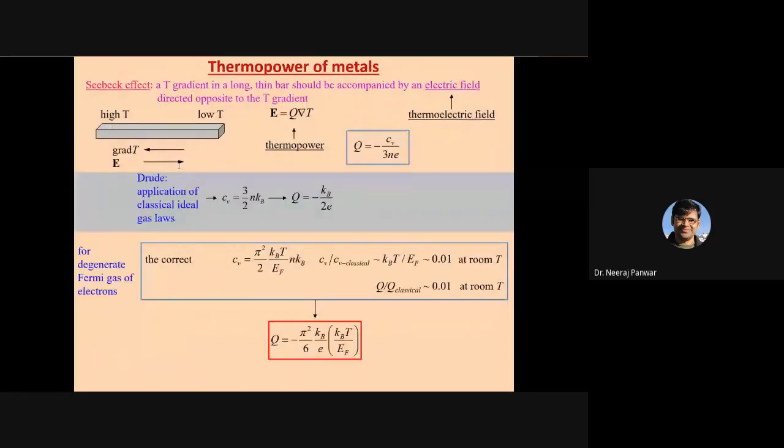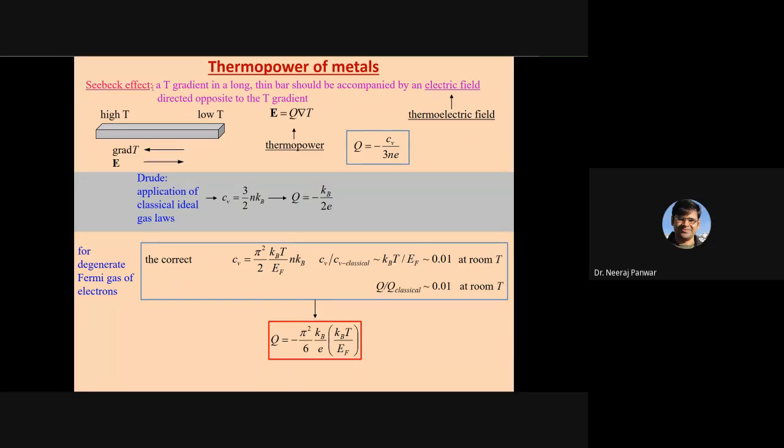So we can discuss the thermopower or thermoelectric power of metals also as per the Sommerfeld free electron theory. And we know that when we discuss the thermoelectric power, we have the Seebeck effect. If we have a temperature gradient in a long thin bar of metal, then it is accompanied by an electric field. We know that this is known as the Seebeck effect.